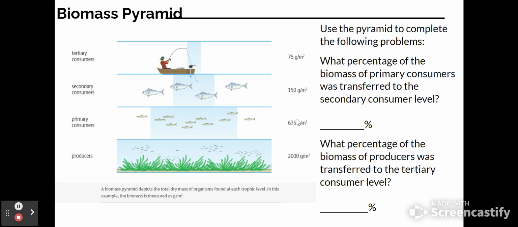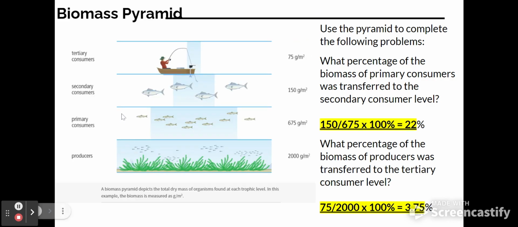So I want you to use the pyramid to practice and complete the following problems. What percent of the biomass of primary consumers was transferred to the secondary level? So how much biomass was moved from here to here? And then what percentage of the biomass of producers, so down here, was transferred to the top level? So you're basically going to take these numbers, subtract, convert to a percent.